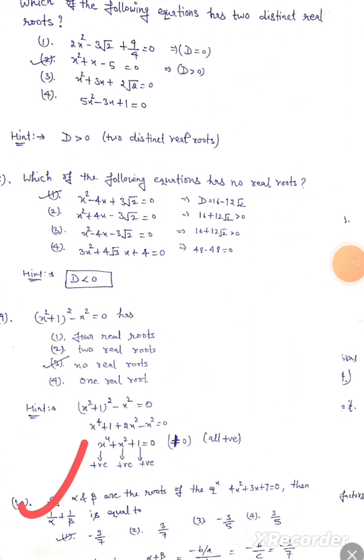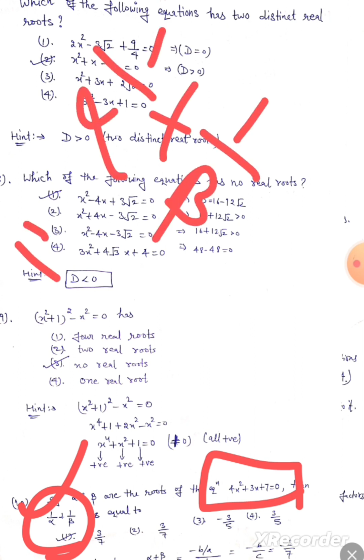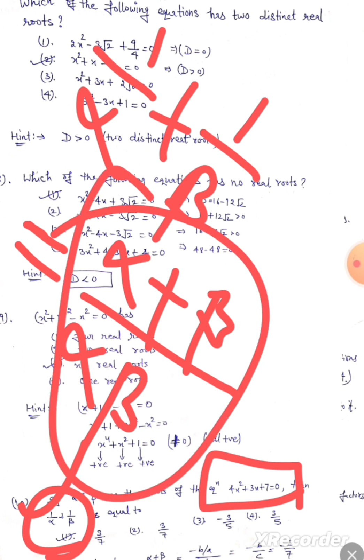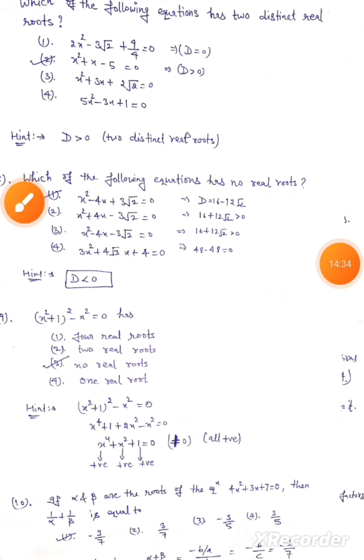Next, if alpha and beta are the roots of this equation, find 1 by alpha plus 1 by beta. In this case you can change it in terms of sum of roots and product of roots. You simply take the LCM, then alpha plus beta and alpha beta are your simplified terms. Alpha plus beta is the sum of roots, minus b by a, and alpha beta is the product of roots, that is c by a. Easily put the values from the quadratic equation and find the solution.